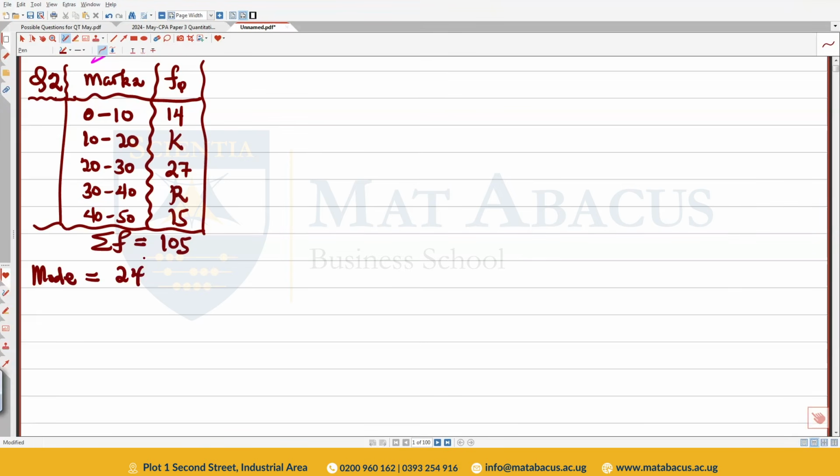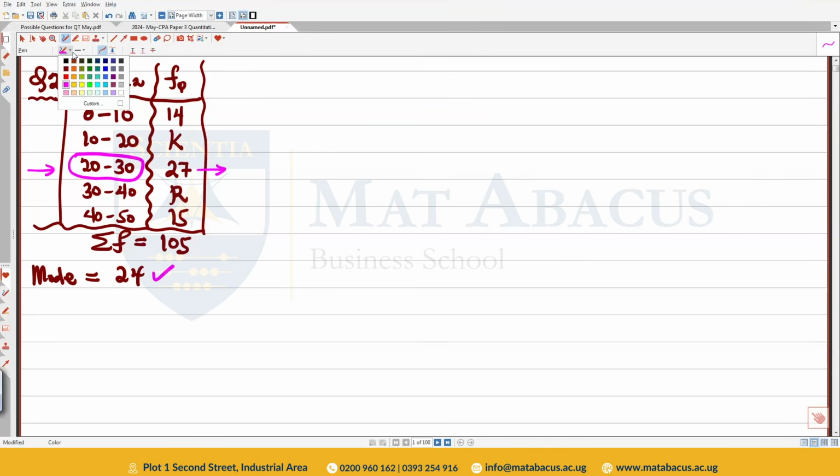So if the mode is being computed already, there's nothing much you can do apart from looking for where 24 lies. So within the marks, where does 24 lie? Definitely 24 lies here, and 24 lying here implies that that is the modal class. So already mode is computed as 24 and we are being requested to compute the missing marks.